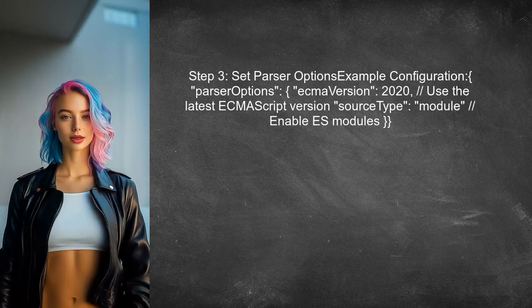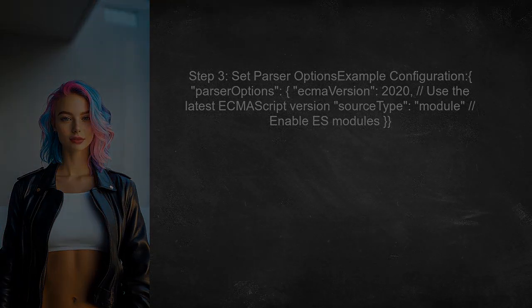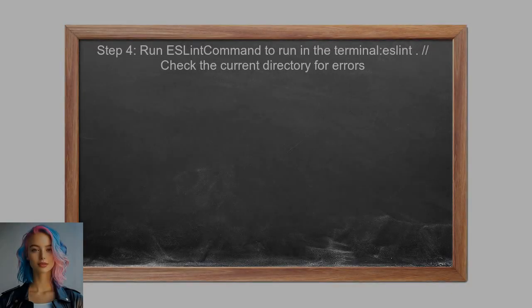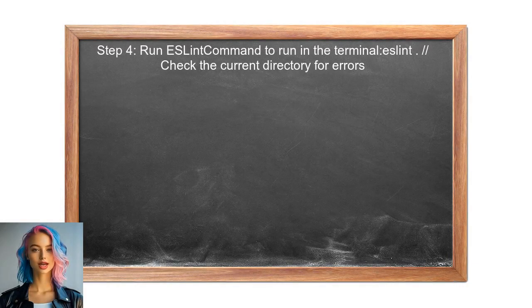After adjusting the rules, the user should ensure that they have the correct parser options set. This helps ESLint understand the code syntax being used. Finally, the user can run ESLint to check their code. They should see that only fatal errors are reported, while style warnings are silenced.